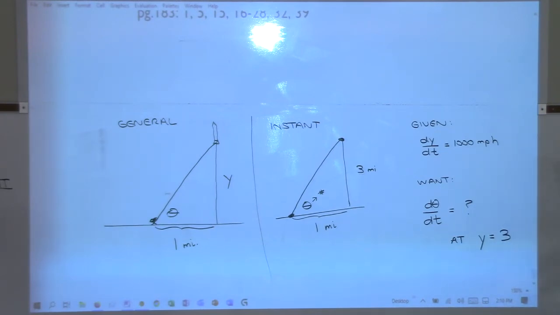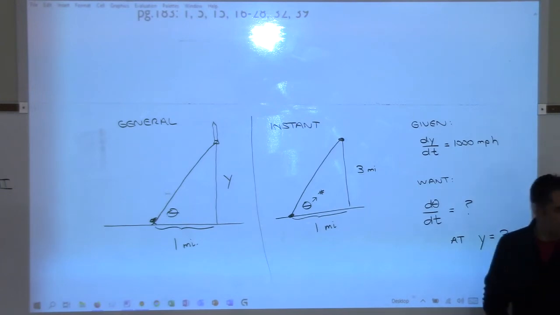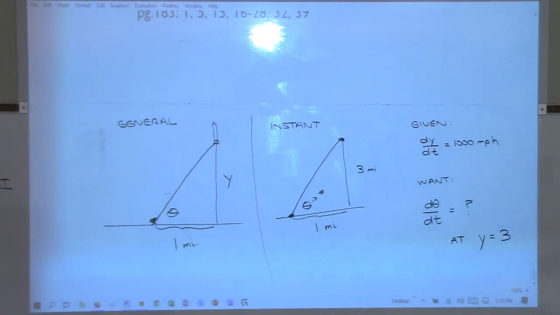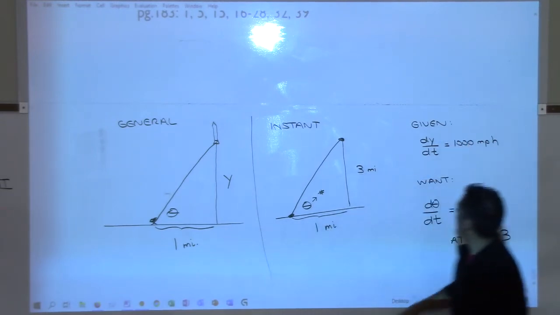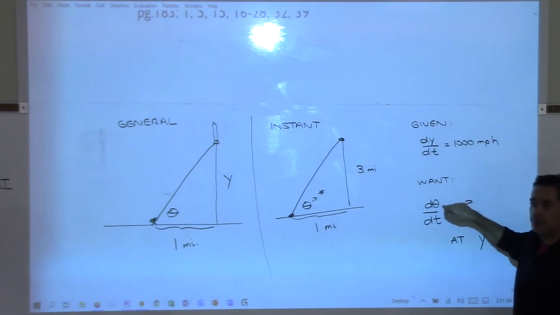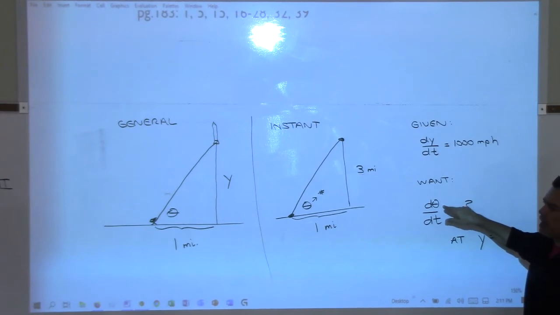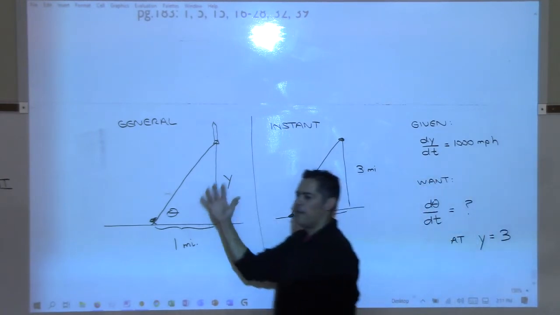One volunteer, tell me what the next step would be. Good, you have to get the equation. You have to find an equation that relates what you're given to what you want. In other words, some equation that you can come up with from these pictures that relates y to theta. Do you have one or no? No? Yeah, I think you do. Just think.